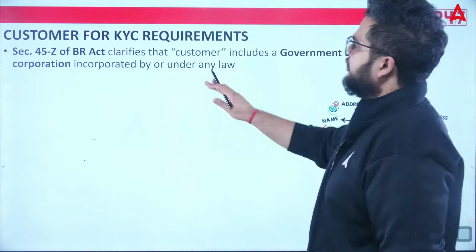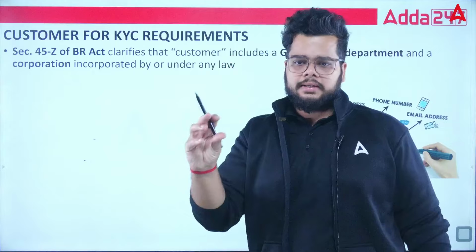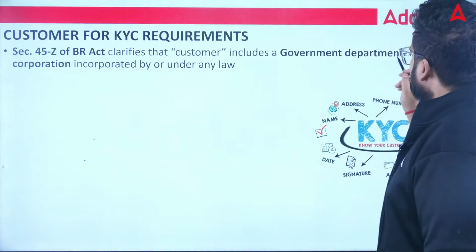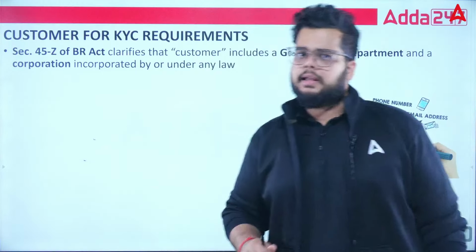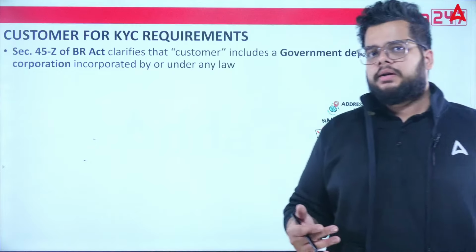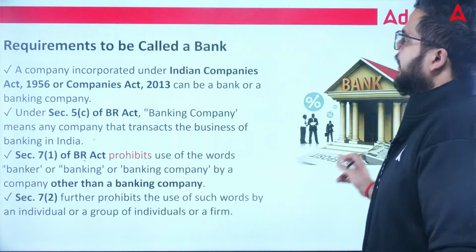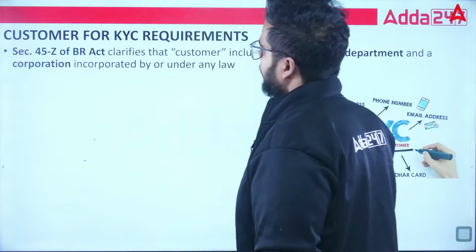Then we talk about the Banking Regulation Act Section 47. It clarifies who the customer is. Who is a customer? It includes a government department and a corporation incorporated by or under any law. So government is also a customer of the bank. That is the thing which we must remember, right?